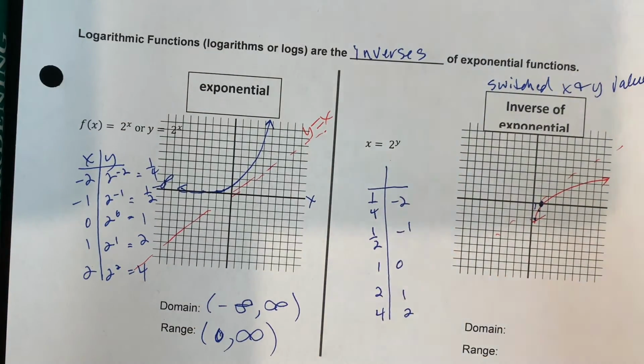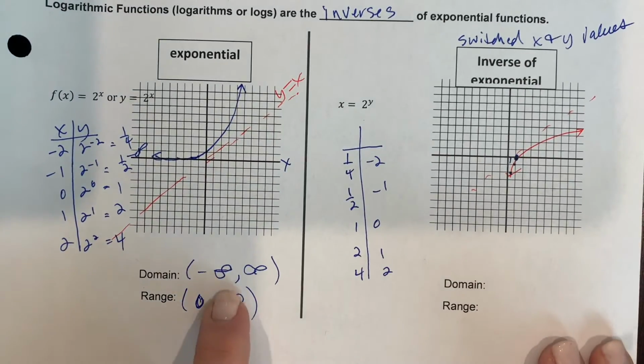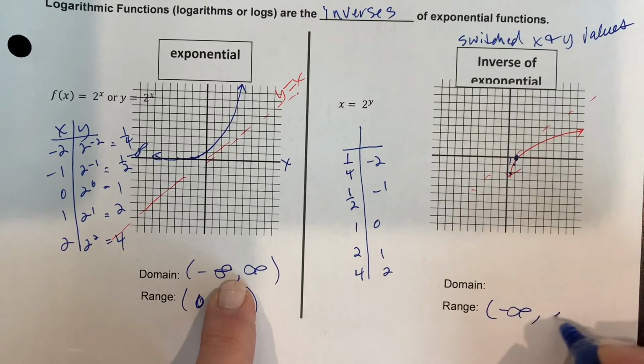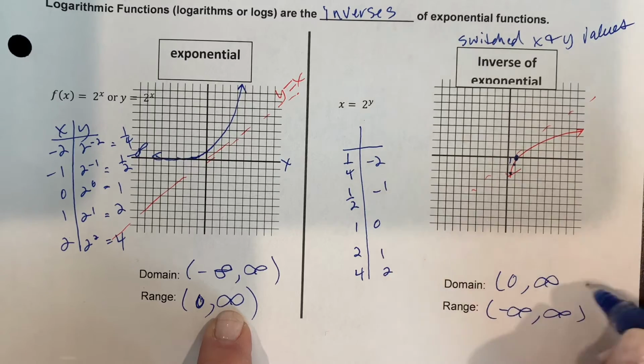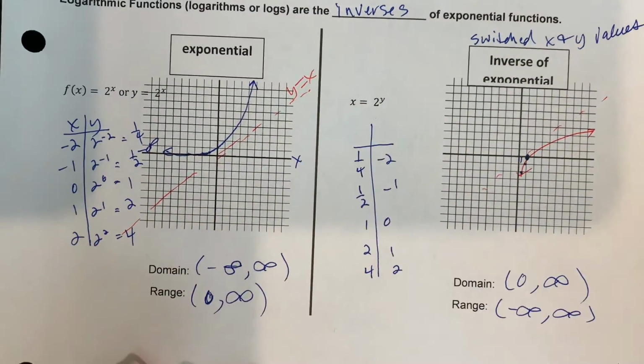Now, also your domain and range would switch. So my range is now going to be negative infinity to positive infinity, and my domain is going to be 0 to infinity. So even these switch. All right, so let's look at the next page of this.